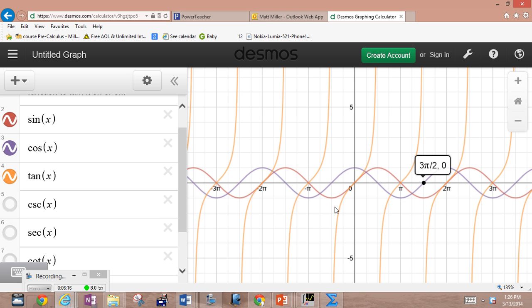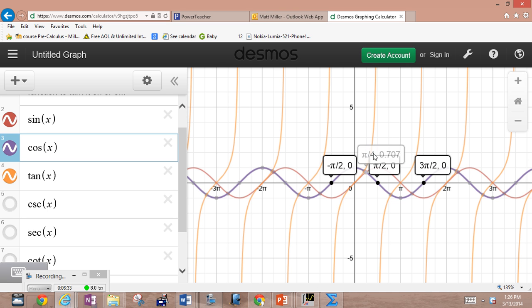sine or cosine. So if we look back here, here's a value of negative pi over 2. Negative pi over 2 is our value over here. Okay, and between negative pi over 2 and positive pi over 2, we get one entire graph of the tangent. So the tangent spans pi units, not 2 pi units per cycle.